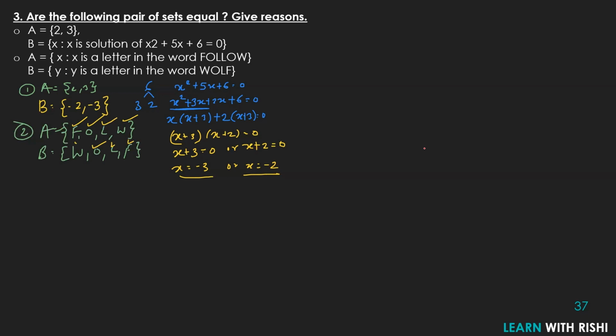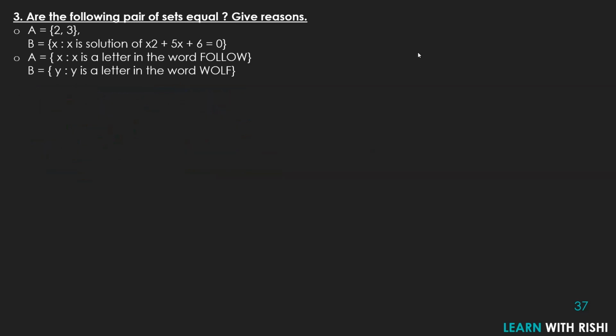So these are equal sets, as the elements present in set A and set B are equal. Okay. So I hope you understood how we have classified the sets into equal set, infinite set, finite set.